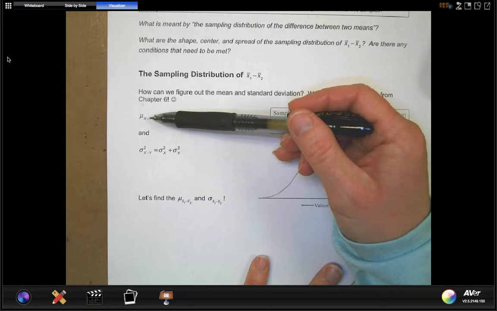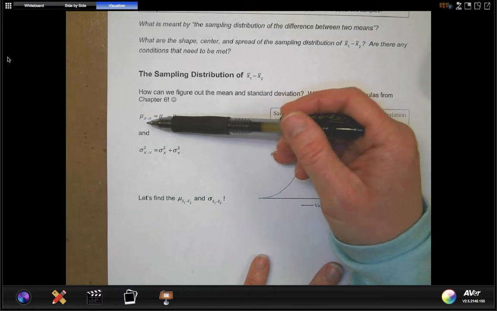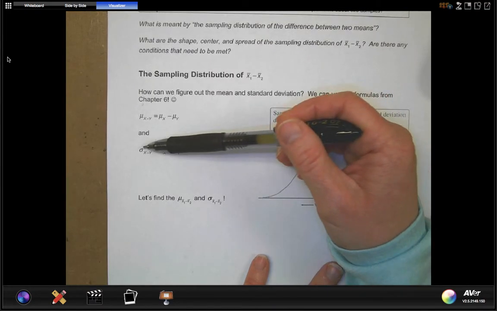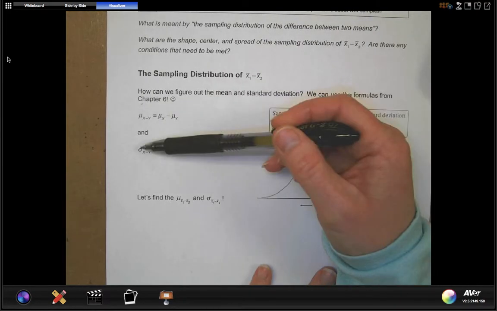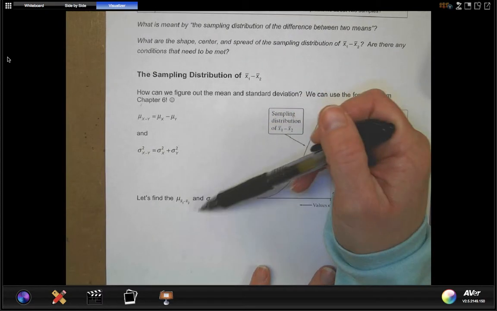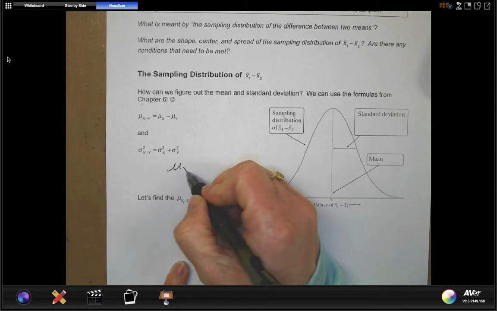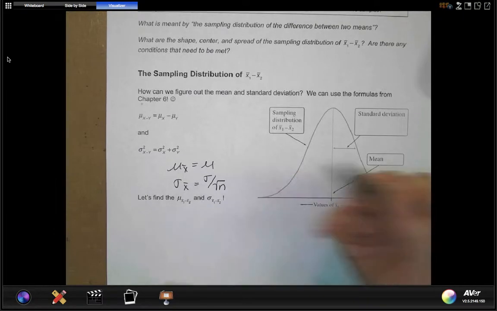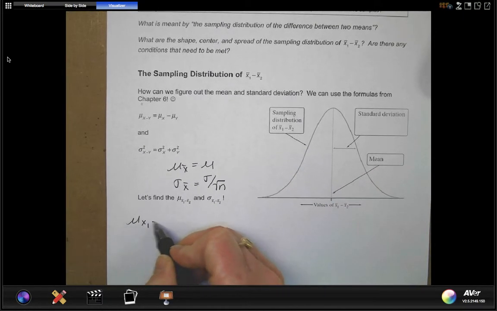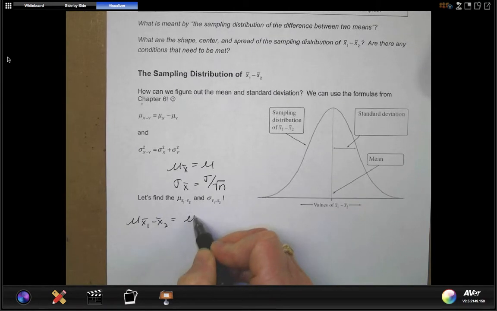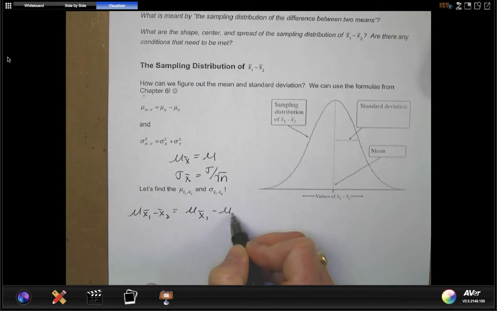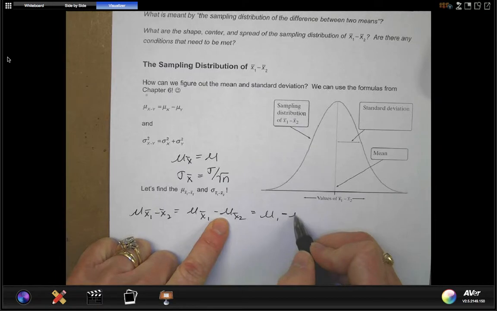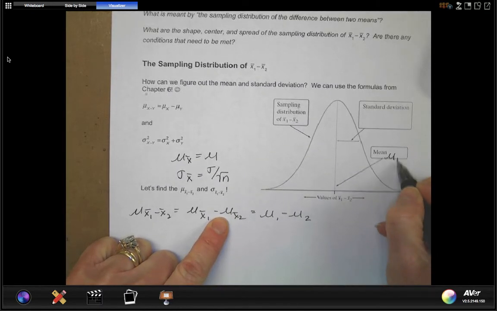If you're taking the difference in two variables, to find the mean of the difference, you subtract the two means. If you want to find the standard deviation of the difference, you've got to find the variance of the differences. So you add the two variances together. You also remember from chapter 7 that the mean of x bar is equal to mu, and the standard deviation of x bar is sigma over the square root of n. So if I want to find the mean of x bar 1 minus x bar 2, I'm taking the difference in the two means. The mean of x bar 1 should just be mu 1, and the mean of x bar 2 should just be mu 2. So the mean is just mu 1 minus mu 2.